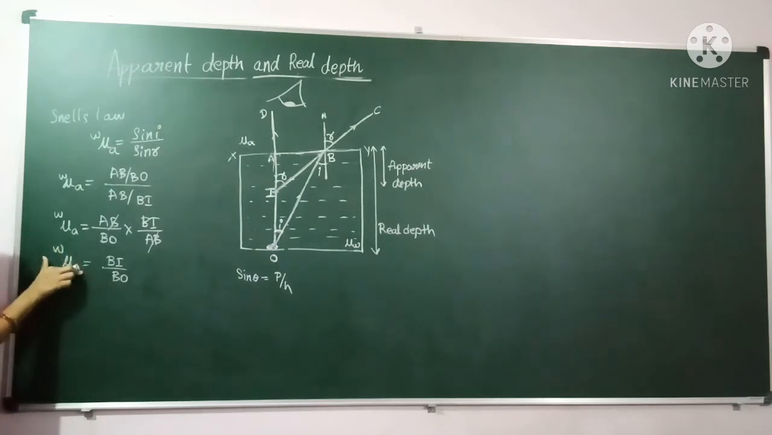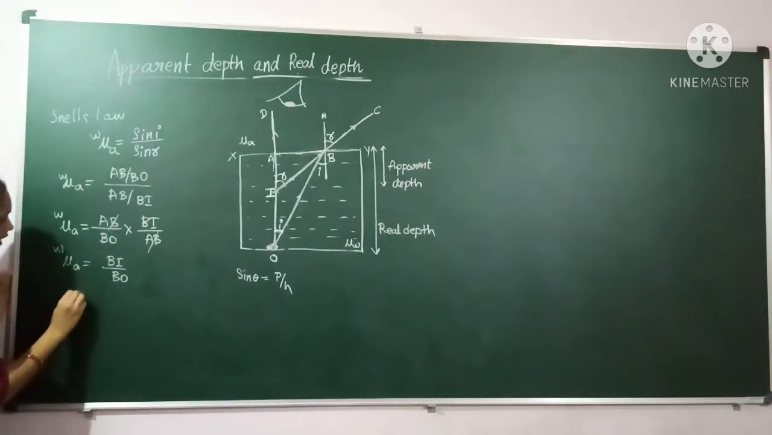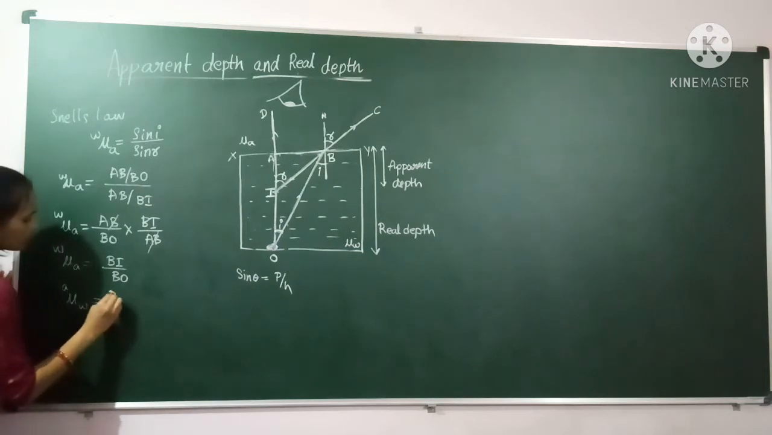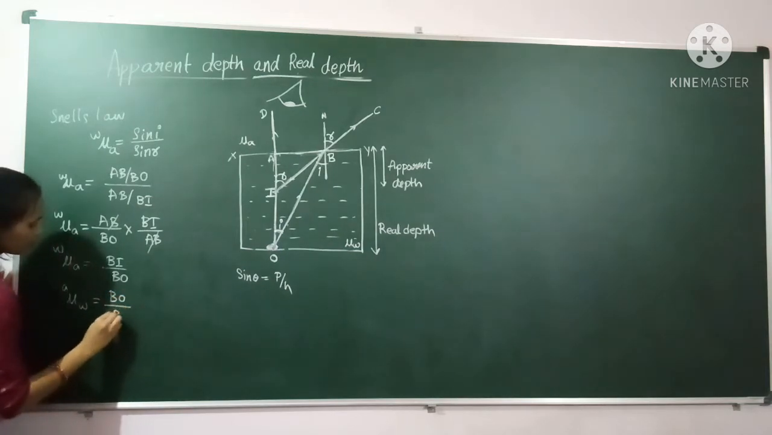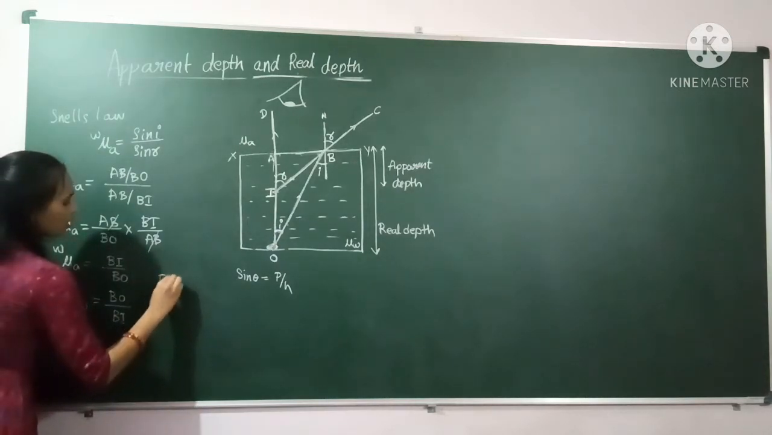So now if I reverse this condition, if I take the refractive index of water with respect to air, this is also reversed. So now I will write here: refractive index of water with respect to air is equal to BO divided by BI.